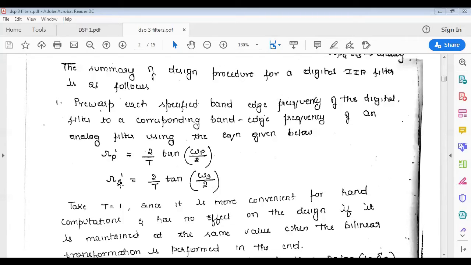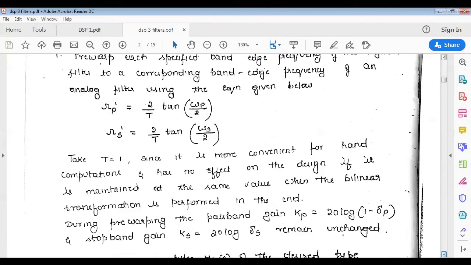For your information, as we are doing pre-warping, if the T value is not specified, it is better to take T equal to 1, since it is more convenient for computation. And of course, when we convert from analog to digital, the same T can be maintained at the end. That is the first step, called pre-warping.